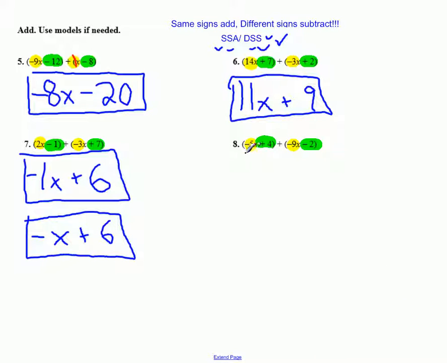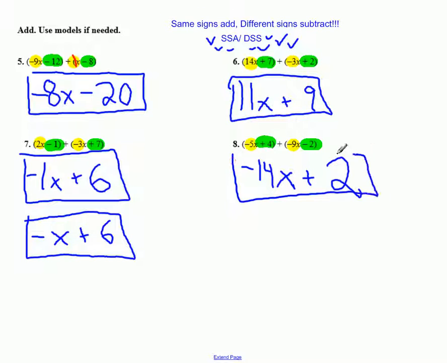Okay, moving over here. Negative 5x, negative 9x, what rule is it? Same signs add. I get negative 14x. Positive 4, negative 2, different signs subtract. Positive 2 when I subtract those two. There we go. My handwriting's getting messy.